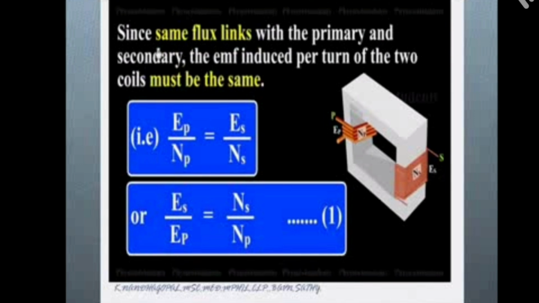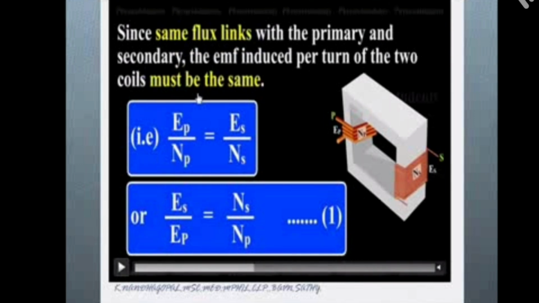Since the same flux links with the primary and secondary coils, the EMF induced per turn in the two coils must be the same. So EP by NP, EP being the voltage, by the number of turns cut by the coil, is equal to ES by NS. So ES by EP equals NS by NP. You can take this as equation number 1.